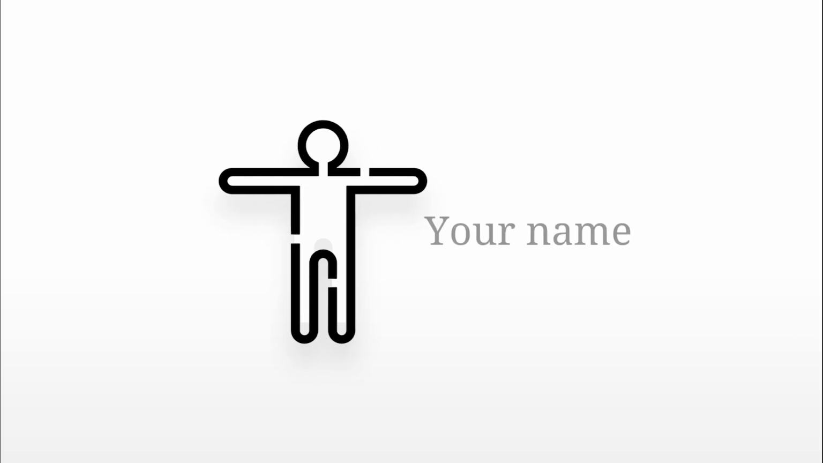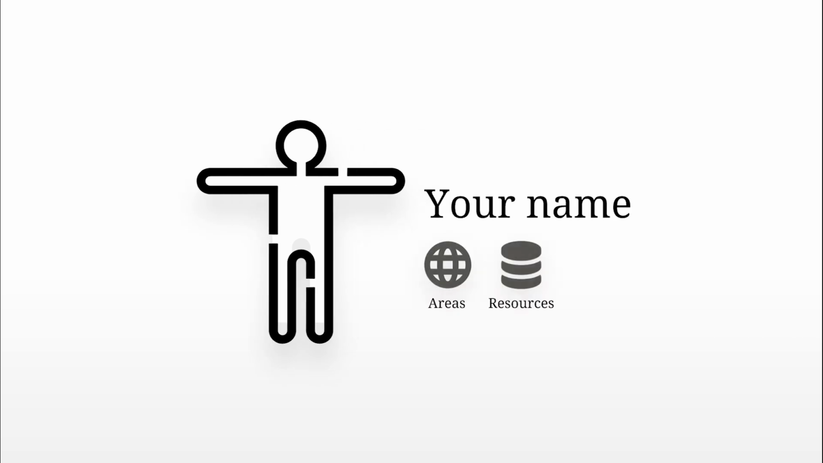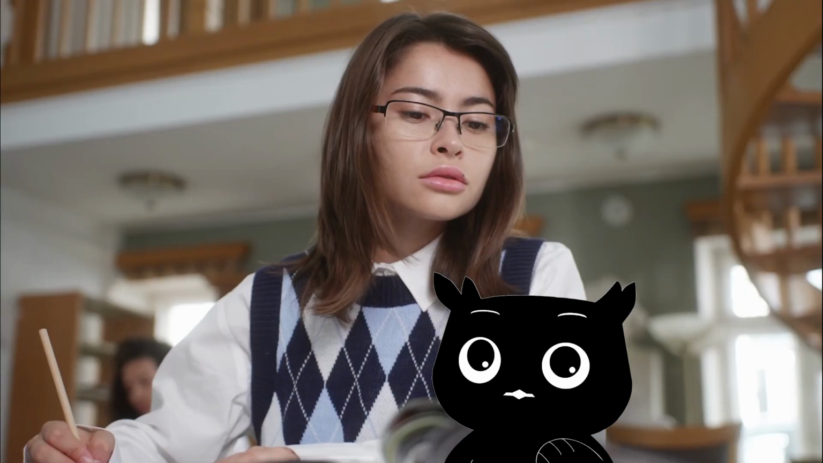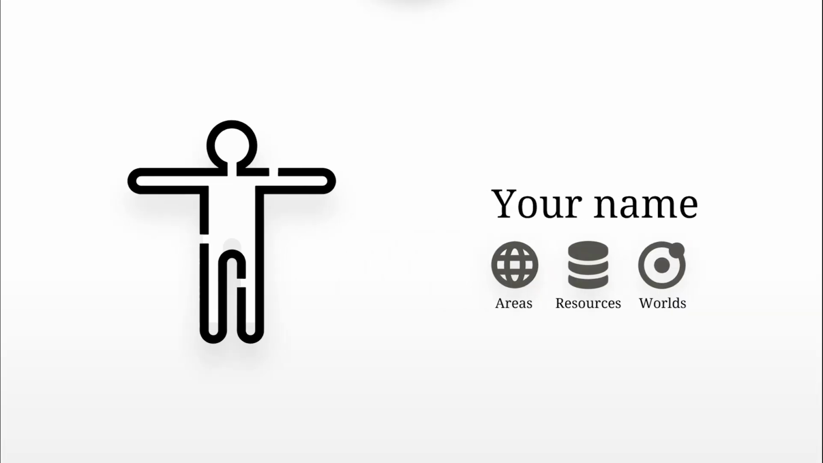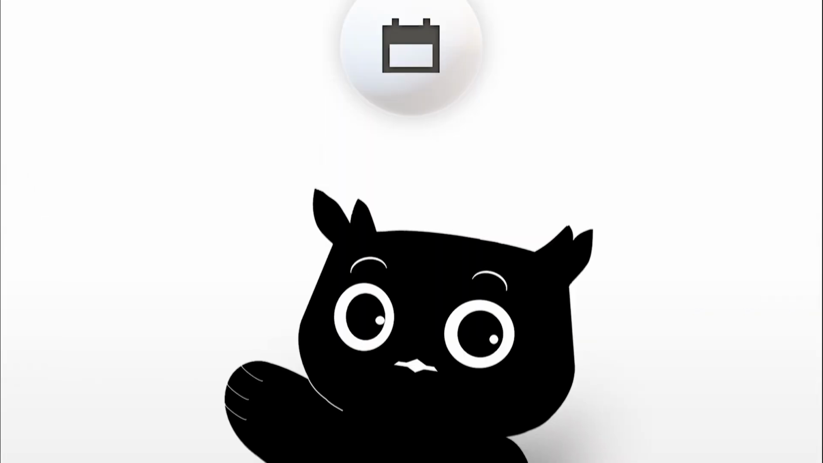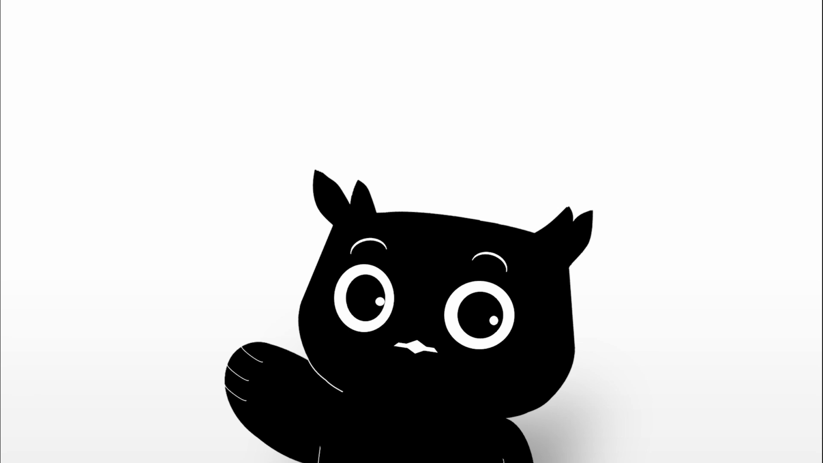This is you. You have a name, areas, resources, and worlds of personal development you're interested in. You have bills to pay, classes to attend, and other repeating responsibilities. So, how do we integrate that into the Grand Life Planner? Welcome to the initial setup, where we'll talk about how to put our current and ideal life into the system.